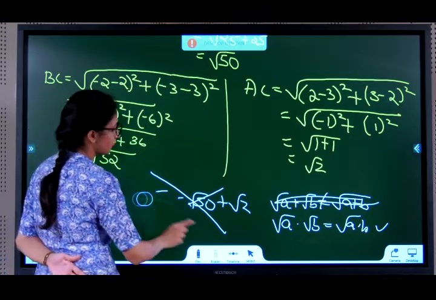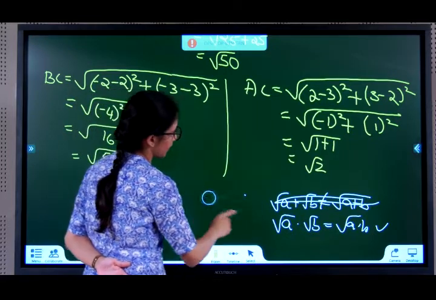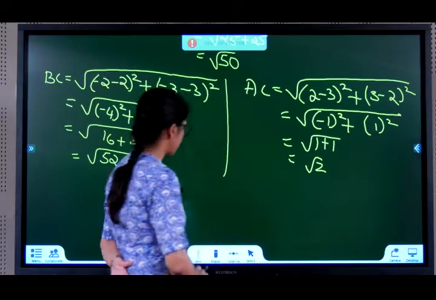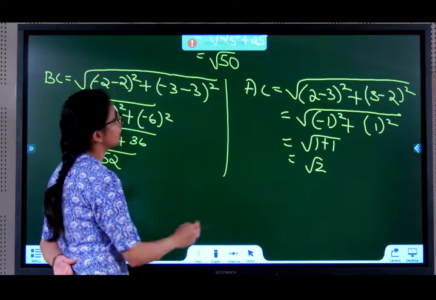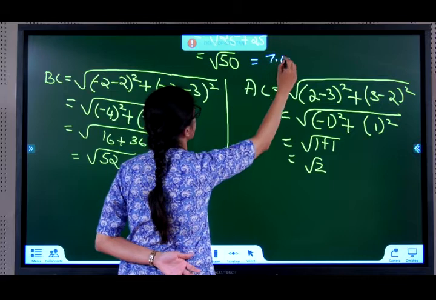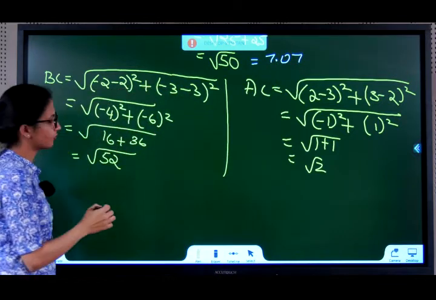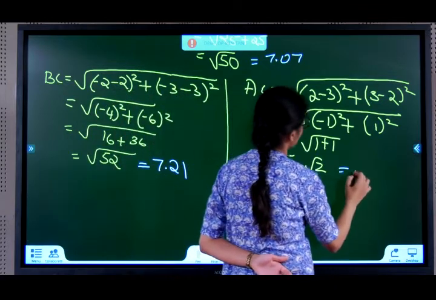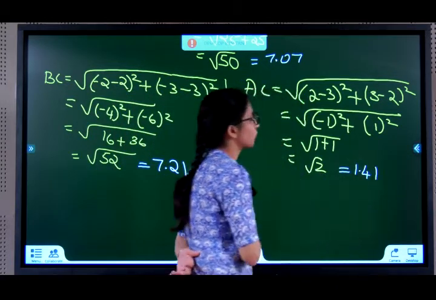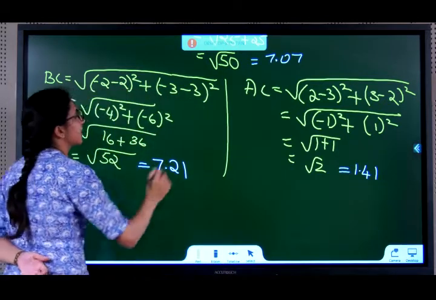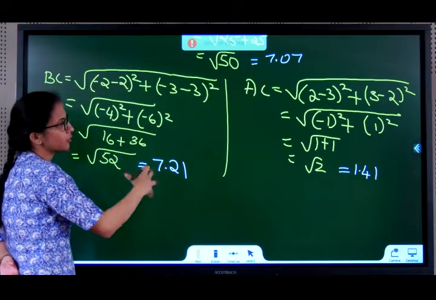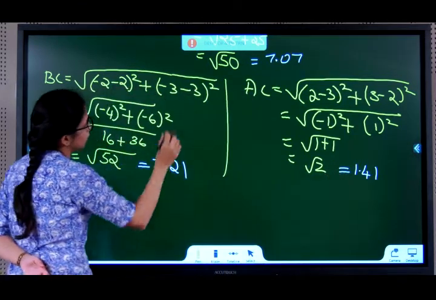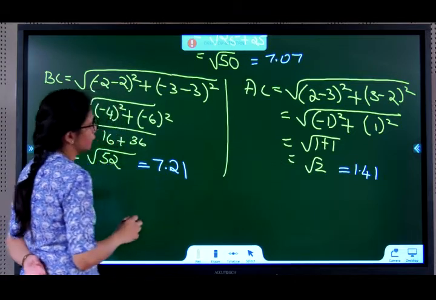So now how do we check if sum of two sides is greater than third side? You have to find the decimal value, there is no other choice here. Root 50 is around 7.07, root 52 is around 7.21, and root 2 is around 1.41. Now try if sum of two sides is greater than third side. 7.07 plus 7.21, 14 point something. Is it greater than 1.41? Yes, it is valid.